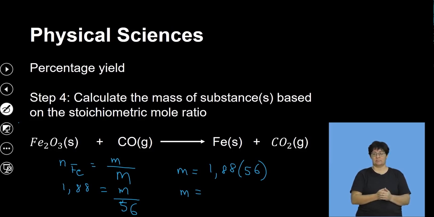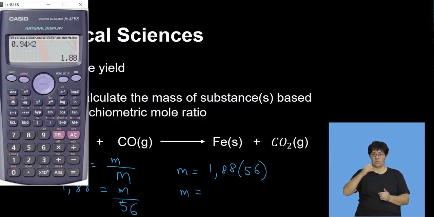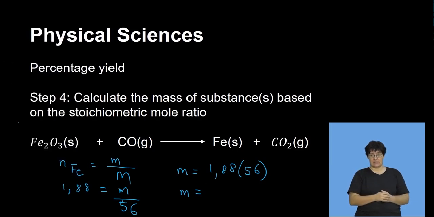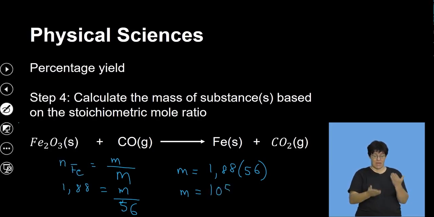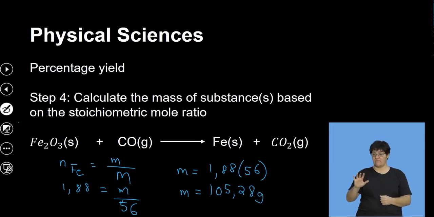If we go back to our calculator, what do we have? We've got 1.88, the number of moles, multiplied by 56 grams per mole. So what we get here is the mass in grams of what is expected. As a decimal, it's 105.28, so the mass is 105.28 grams. That's how we determine the mass of iron. This is the mass of iron that theoretically must be formed.